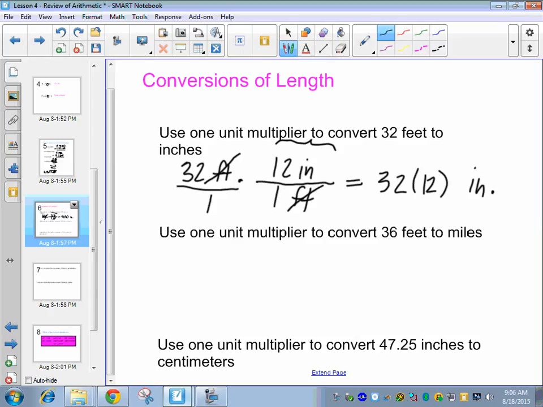But if there was one with squares and stuff like that, you could leave it like that. But always use a calculator, okay?